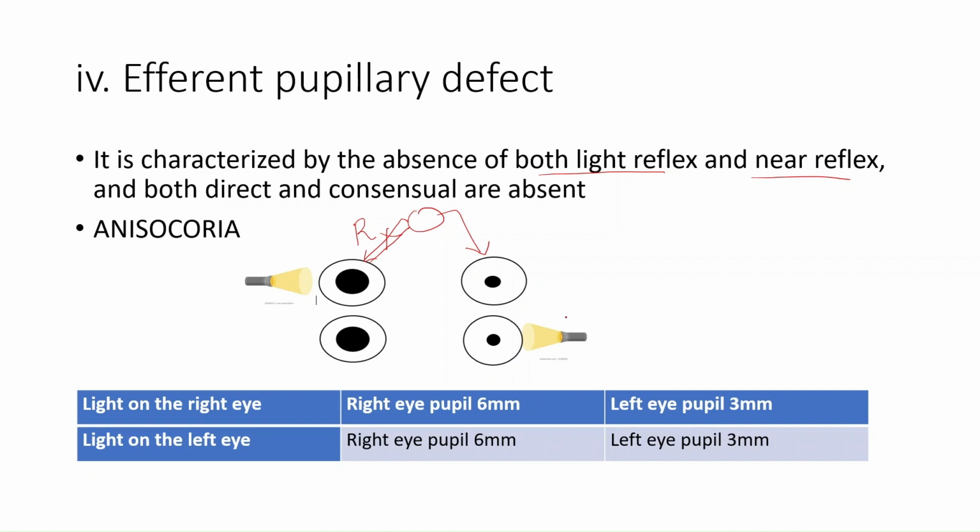So what happens when you're shining light on the left eye? The efferent pathway is working. Midbrain is okay, but the efferent pathway to the right eye is not working. The efferent pathway to the left eye is working. So again the pupil here constricts and here it doesn't constrict. Between the right and the left eye you see a difference in size of the pupil, and anisocoria is always there. So anisocoria is a hallmark of EPD. The same thing I've summarized in this table here.